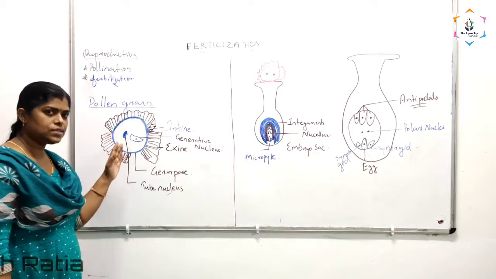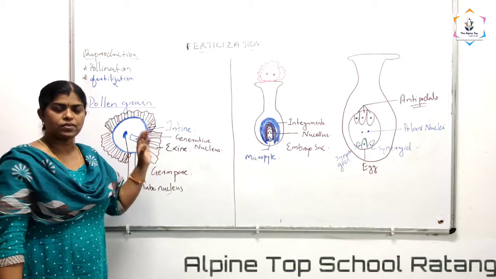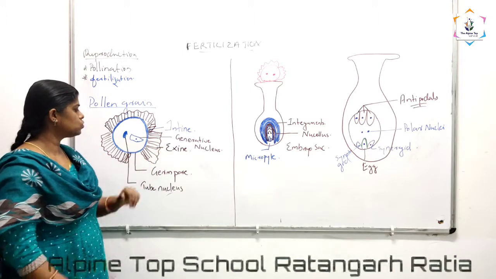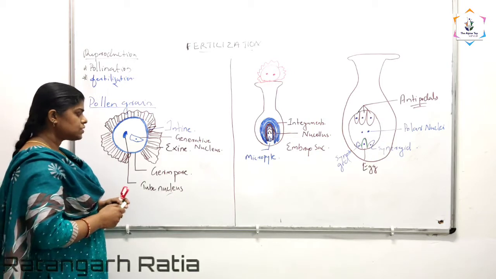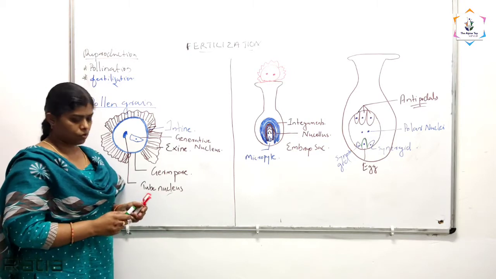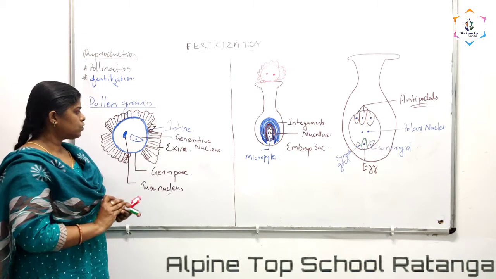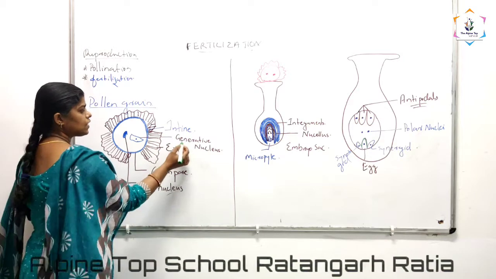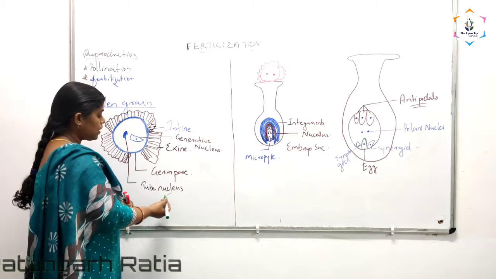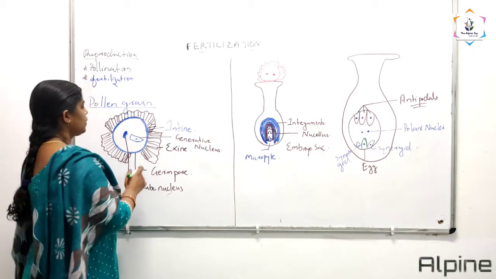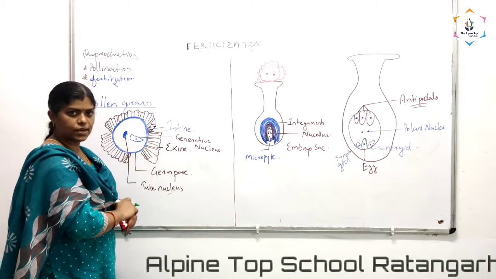The pollen grain is released from the anther in a two-cell stage. It has two cells in it. What are the two cells within the pollen grain? It has a generative cell and a tube cell. The generative cell has a generative nucleus and the tube cell has a tube nucleus. So two cells are there, and two nuclei will be inside the pollen grain.